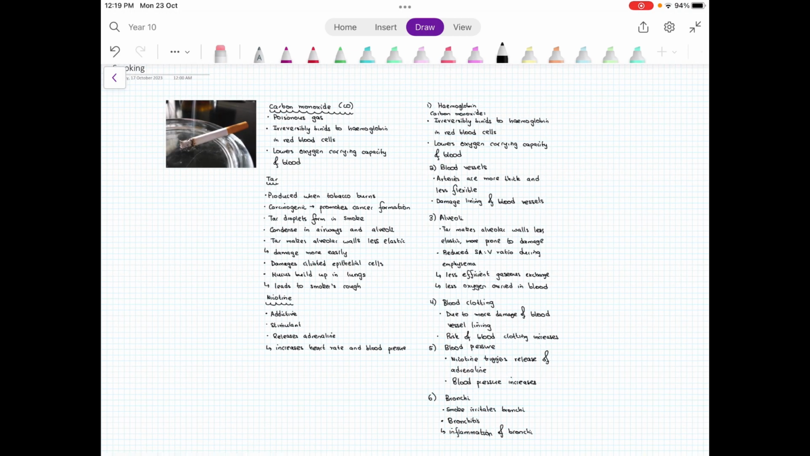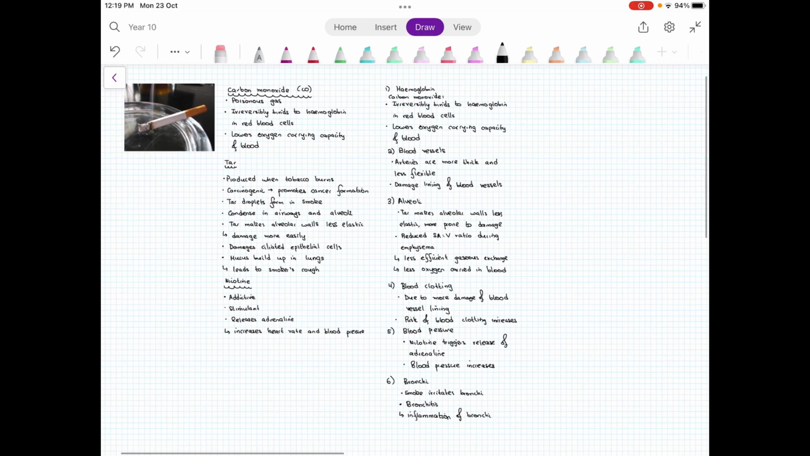Okay, so we covered 3 components of cigarettes and cigarette smoke, and then looked at the negative impacts they have on parts of the body.